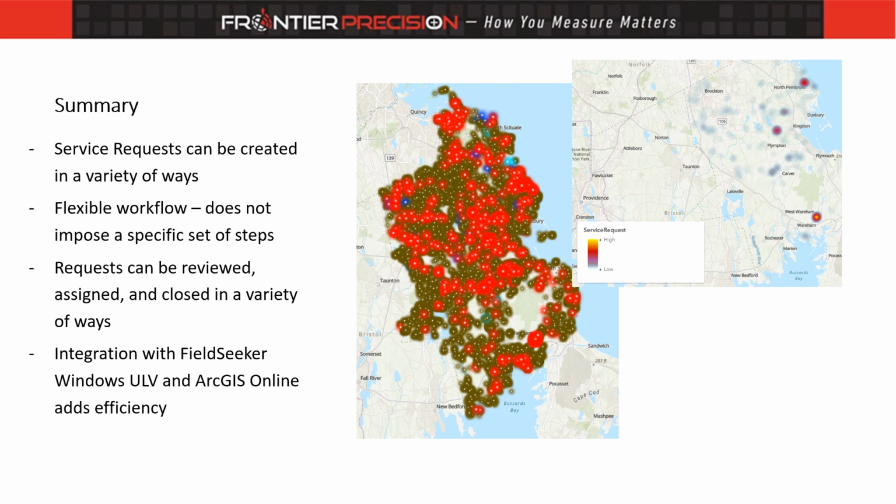So just a summary, again: requests can be created in a variety of ways, managed in the office or the field. It's pretty flexible. We don't require a specific set of steps, so you can decide based on your business process what's the best way to deal with this incoming information. And then that integration with Core and with ArcGIS Online just adds different ways to increase efficiency and handle a lot of data pretty quickly.